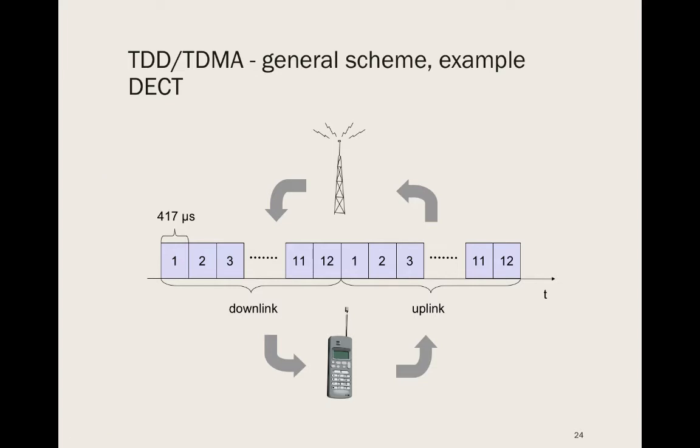In TDMA, users are assigned time slots to send data on the same frequency, and TDD is responsible for allocating the time slots for uplink and downlink. In this example, each time slot is 417 milliseconds. It's obvious that the number of slots reserved for downlink data is greater than the number reserved for uplink.